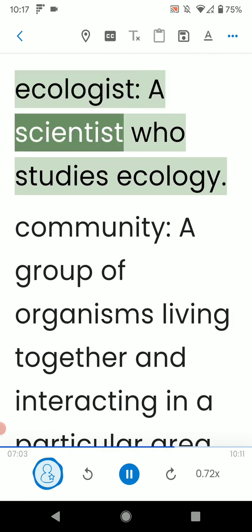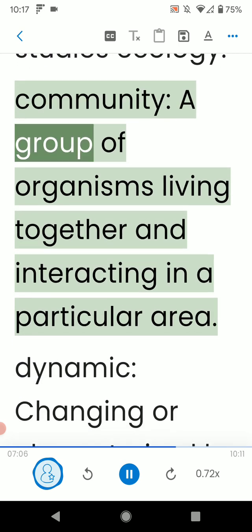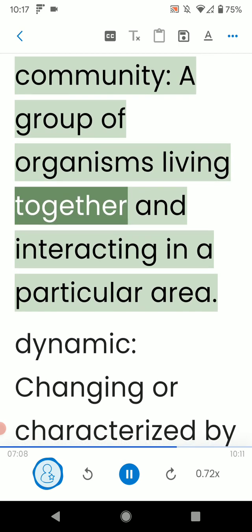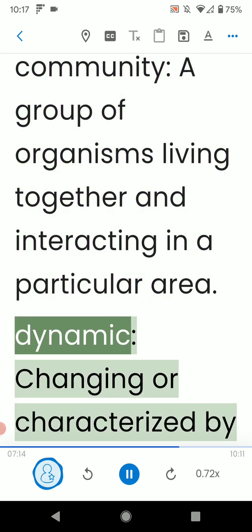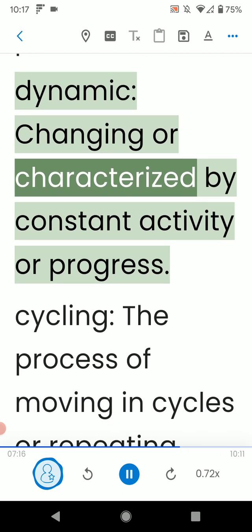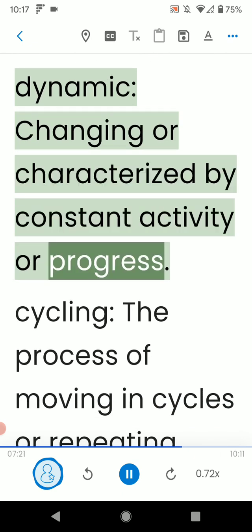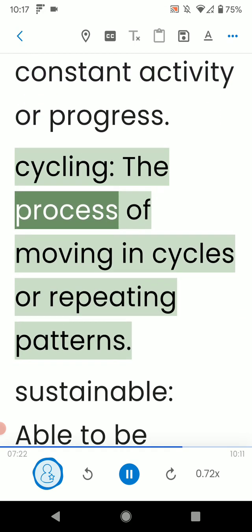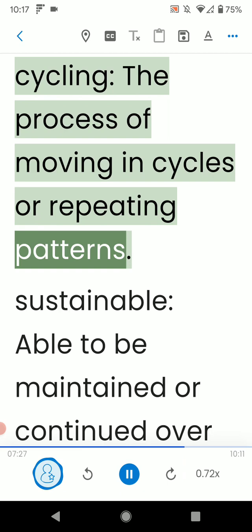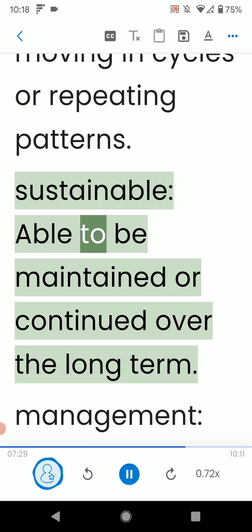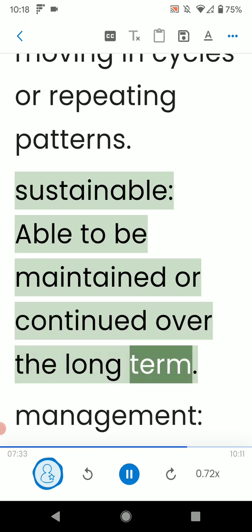Ecologist, a scientist who studies ecology. Community, a group of organisms living together and interacting in a particular area. Dynamic, changing or characterized by constant activity or progress. Cycling, the process of moving in cycles or repeating patterns. Sustainable, able to be maintained or continued over the long term.